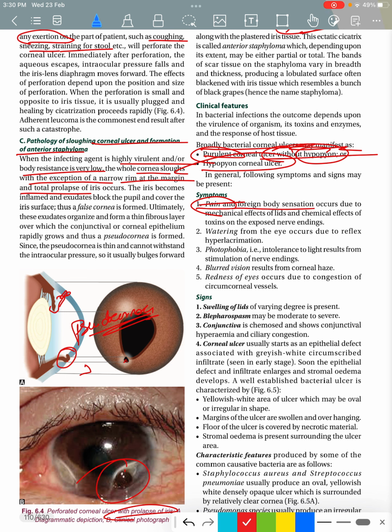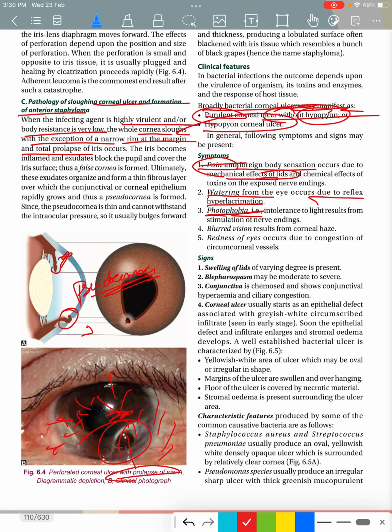Then the symptoms: pain and foreign body sensation due to mechanical effects of the lids. Okay, the lids may cause this mechanical effect on the ulcer, so it may cause pain. There may be watering due to reflex hyperlacrimation. Okay, to heal this ulcer, excess water tries to come to the ulcer, so this causes watering. Then there will be photophobia. Photophobia is nothing but intolerance to normal light, due to stimulation of nerves. Then blurred vision will be there, then redness will be there.